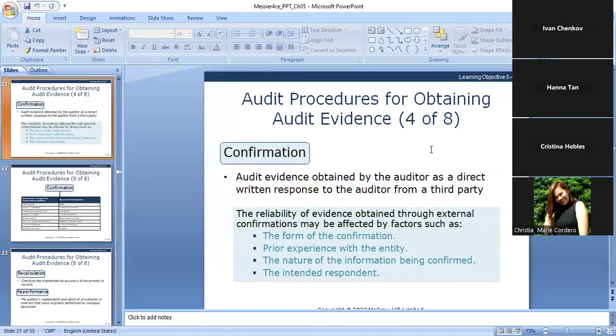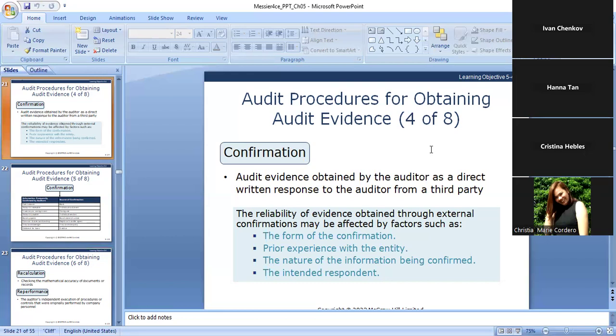So let's keep going with this. Confirmation. What's a confirmation? This is the audit evidence obtained by the auditor as a direct written response to the auditor from a third party. So confirmation is not coming from the company. Confirmation is coming from the third party.